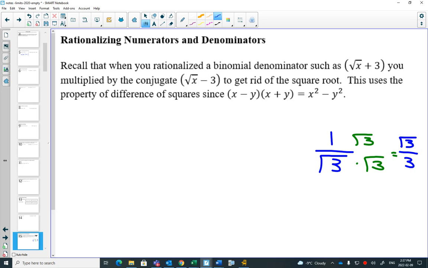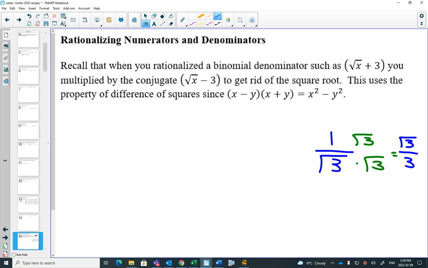And for a student in grade 11, and even today for a student in grade 12, you might ask, why is this more simple than what we started with? 1 over root 3 and root 3 over 3 seem about equally complicated. If you wanted to know what that was as a decimal, you could type both of them into your calculator and get an answer right away.